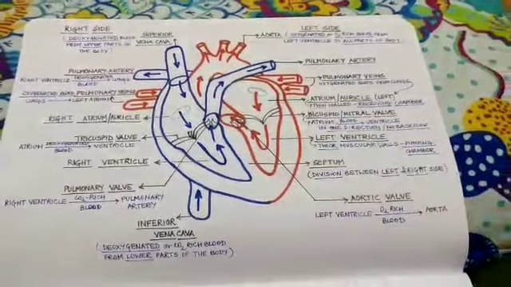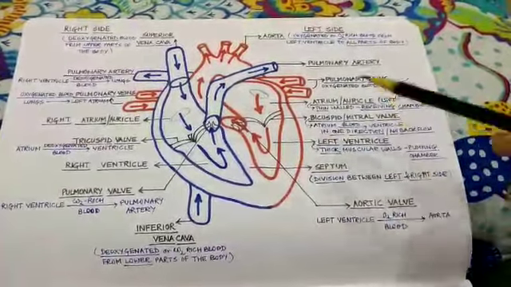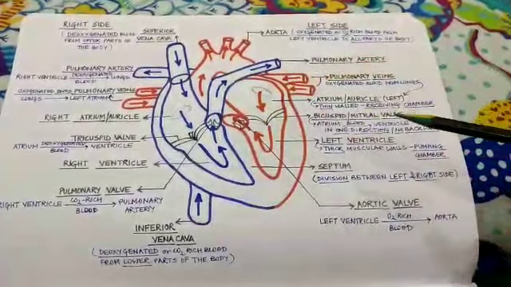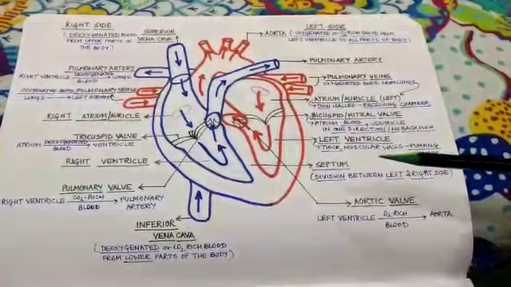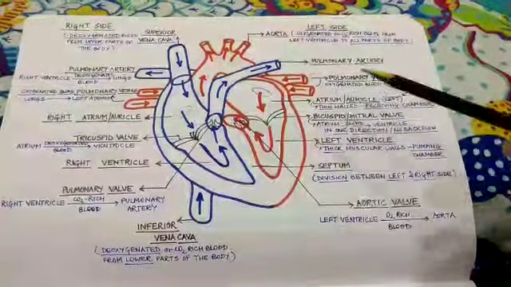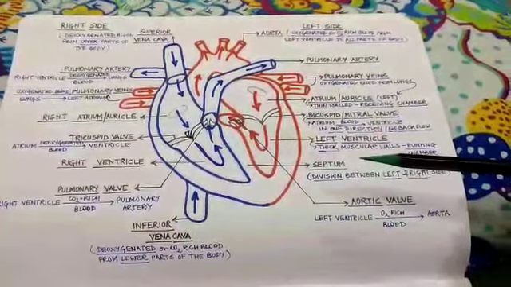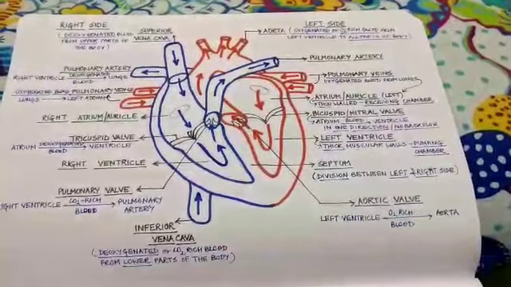So this was the structure of the heart with the different parts and the respective functions. I hope now the structure of the heart with the respective organs, parts and functions are clear to you. Thank you.